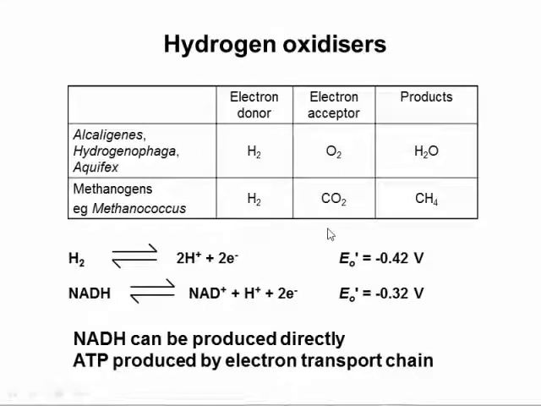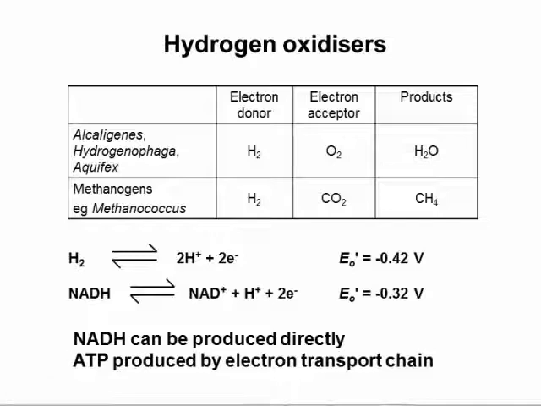How does the energy metabolism work? If you look at the redox potential of this half reaction, your E is minus 0.42 volts. So molecular hydrogen is a better electron donor even than NADH. So electrons can be transferred directly from molecular hydrogen to NAD+, and that will generate NADH directly.